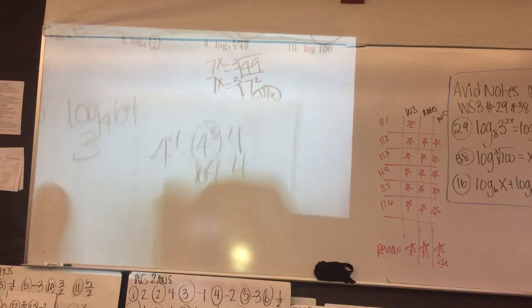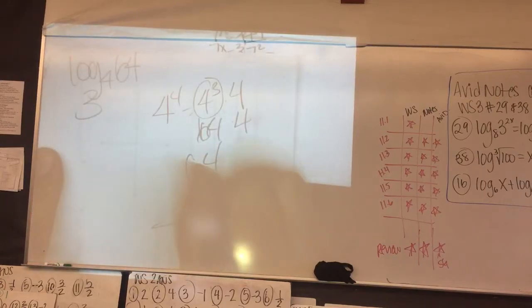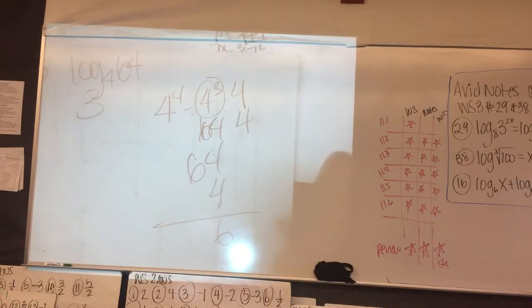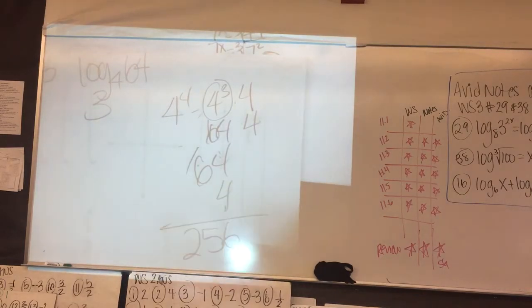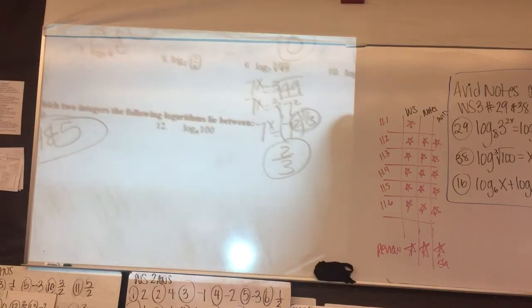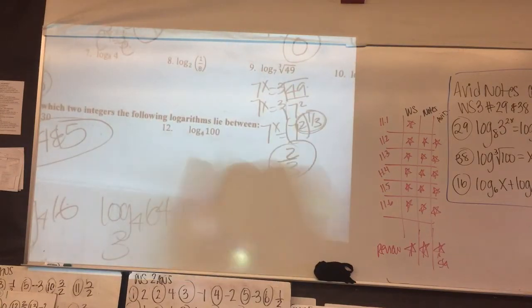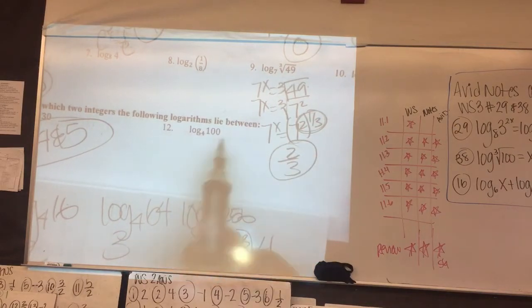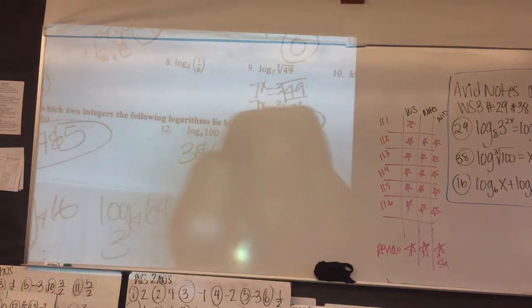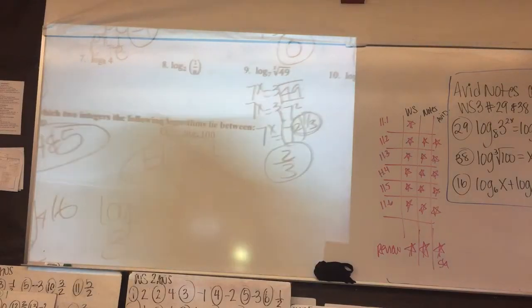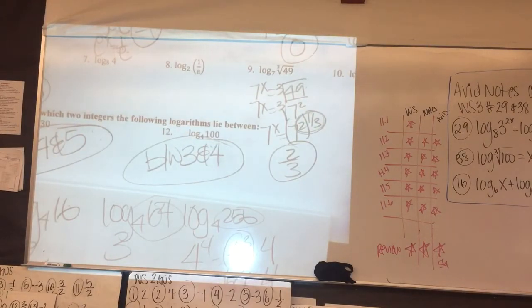So 64 times 4. 4 times 4 is 16. Carry the 1. 6 times 4 is 24, plus 1 is 256. And that's way too big. But it's the next one, it's consecutive. So 100 is between 64 and 256. So that means that this number is between 3 and 4. Okay. All right, let's look now at number 13.